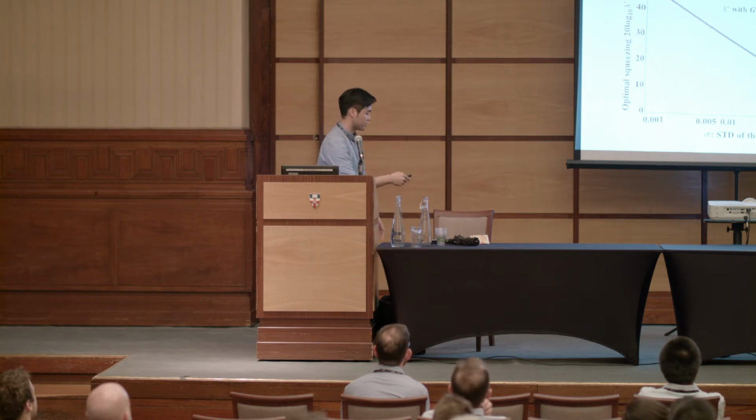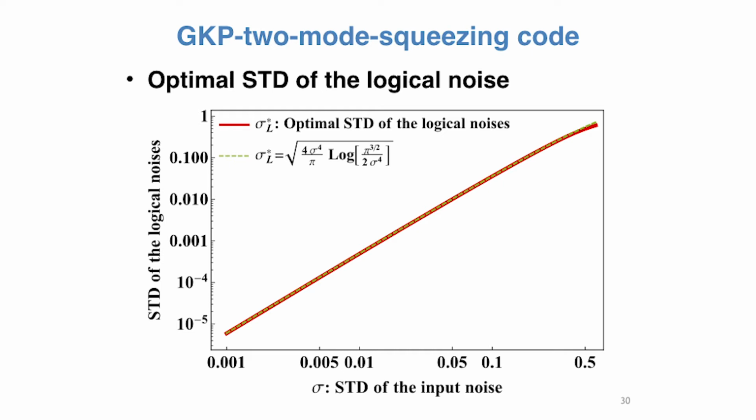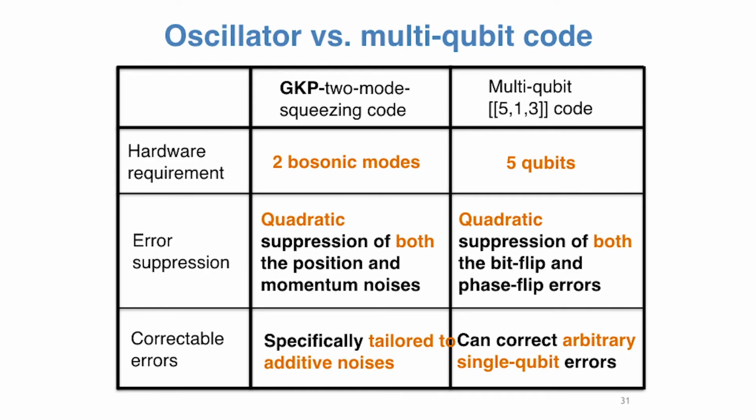So I did this optimization, and basically what this scheme ends up giving us is we can start with some initial noise, and we can quadratically suppress the noise up to some small logarithmic factor. So now by replacing the C0 gate with some tumor squeezing operation, I can still use only 2 bosonic modes, and I can now suppress both position and momentum noise quadratically, like 513 code would do. So I still have this hardware efficiency, and I can also do quadratic suppression.